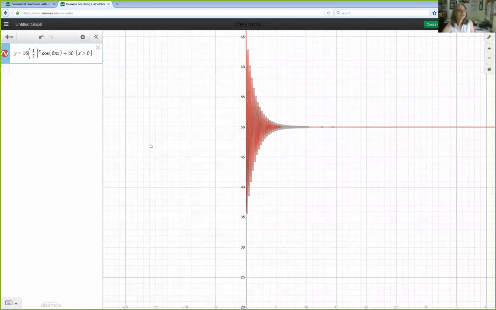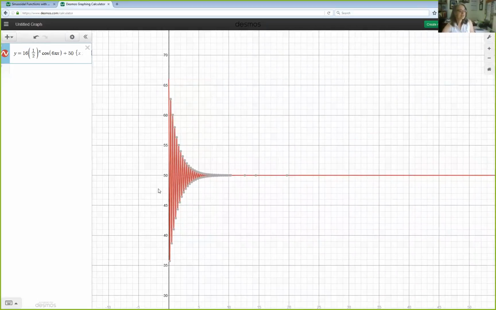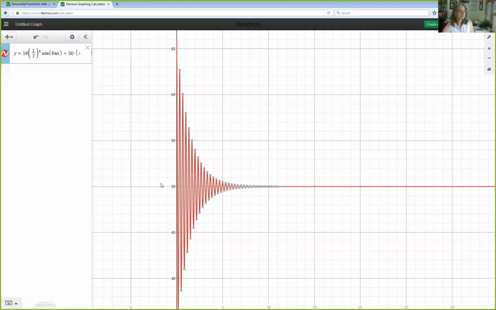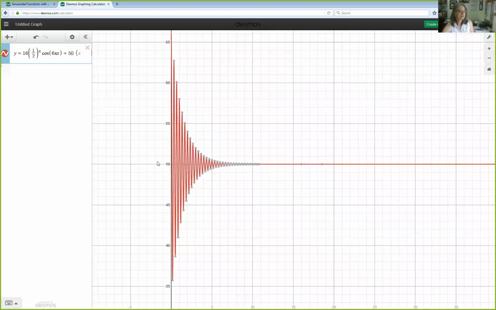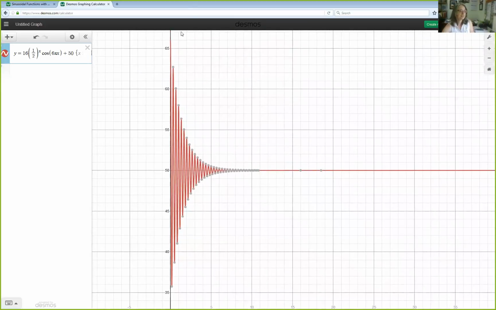Okay, so what do we see? Well, at 0, we can see that our spring was stretched out to 66 centimeters, which is what we expected because we started with a 50 centimeter spring and we stretched it 16 centimeters and then let it go. And it immediately rebounded so the spring shrunk up, and then it stretched back out, and then it shrunk, and then it stretched, and so you can see what it did.